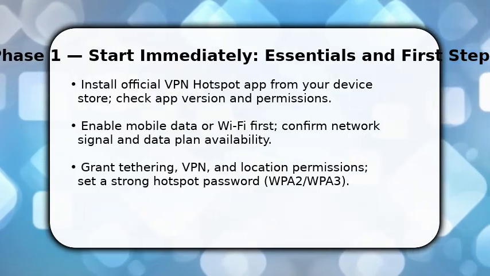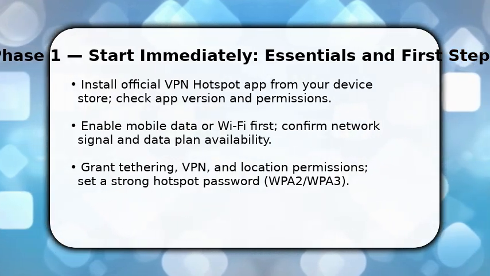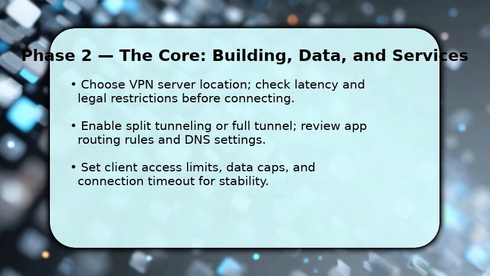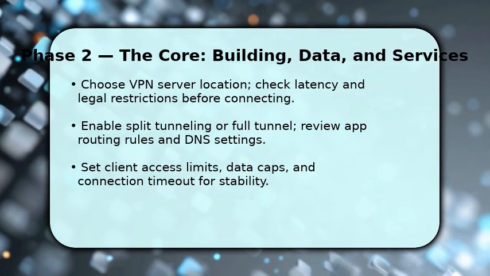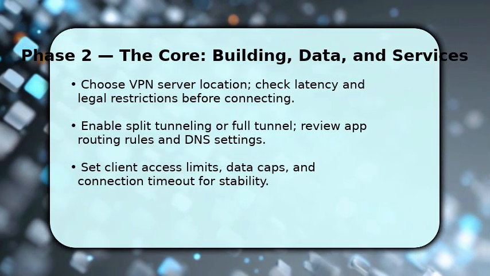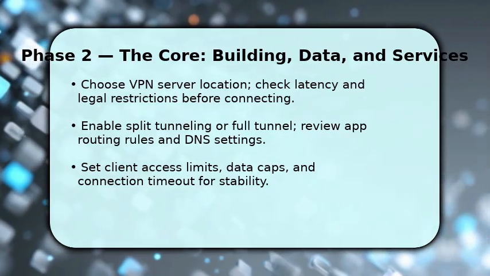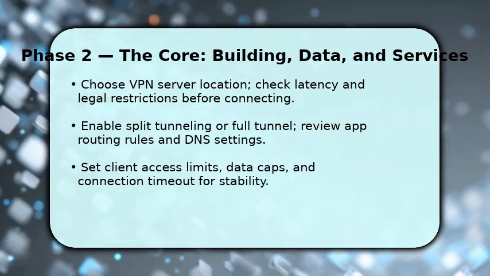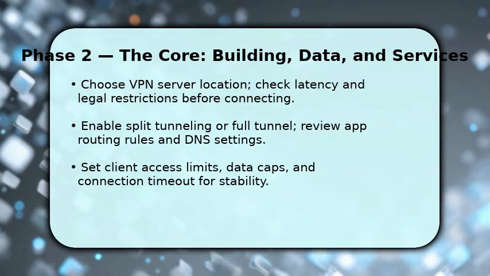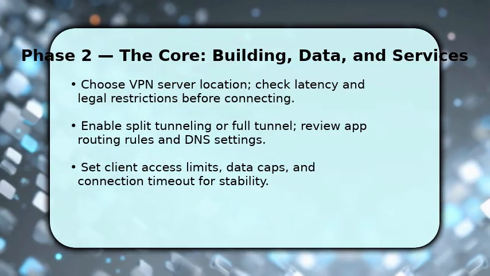Once done, toggle the hotspot switch inside the app so the device begins advertising the network to clients. Now configure the VPN tunnel and routing so connected devices actually use the secure link. You pick a server location based on latency and privacy needs, then connect the VPN within the app. Make sure DNS is set to a trusted resolver. If you want some apps to bypass the VPN, enable split tunneling, otherwise use full tunnel for complete protection.